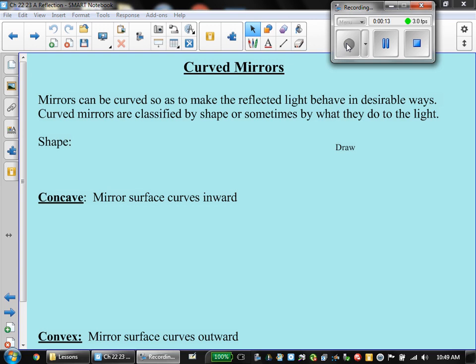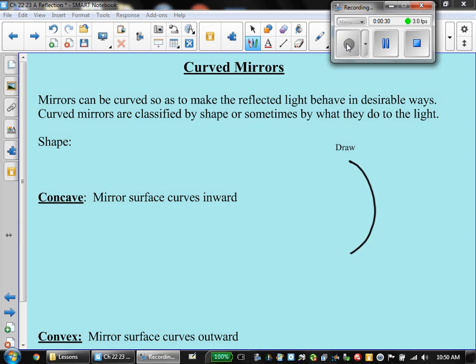In AP physics, we can describe the mirrors by shape and also by process. So I'm going to start by talking about shape. If you think about, and you've probably heard this before, we take a look at two different types of mirrors. We have concave mirrors, and these are from a side view. The mirror is curved, so it curves inward.